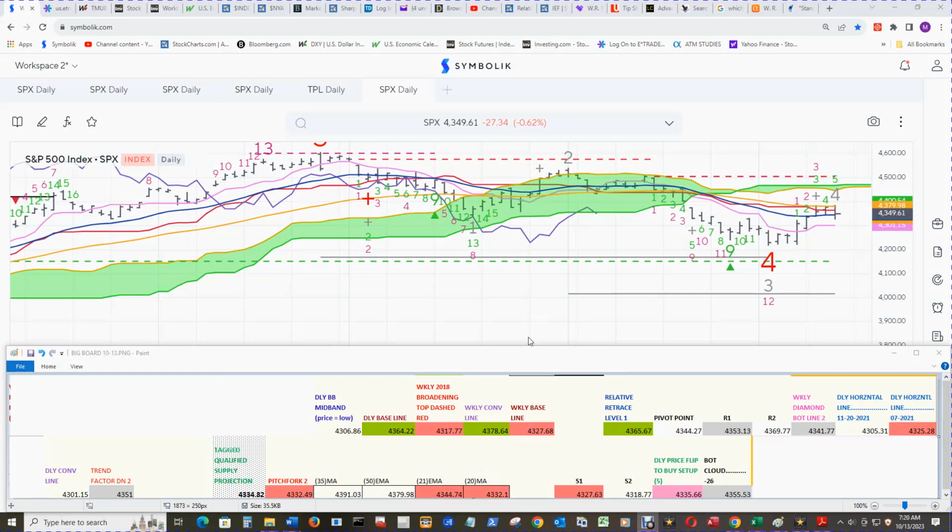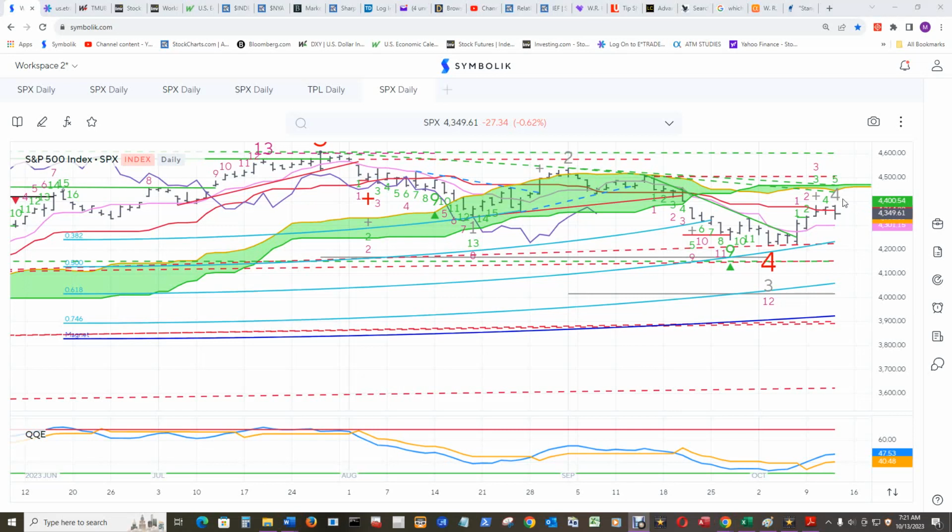43.28. And to the upside is the relative retracement level 1, 43.65.67, the weekly conversion line, 43.78, and the daily baseline right here, 43.64.22.